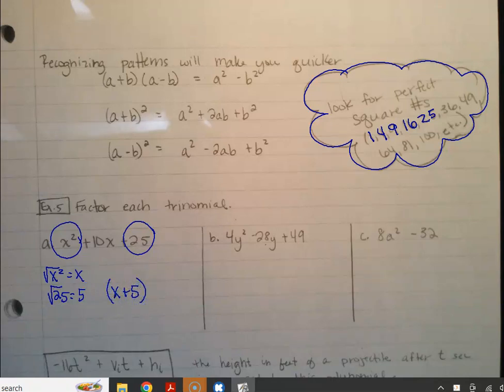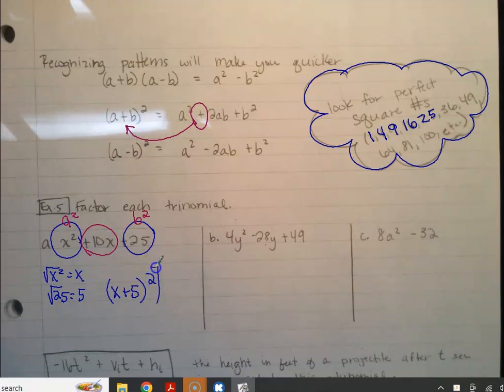That's a good question. So we have x squared, which is a squared, and 25, which is b squared. Then the middle is 2 times ab. So 2 times 5x is 10x, and it's a positive 10x. So we need to backtrack, and it's this one: x plus 5 squared.